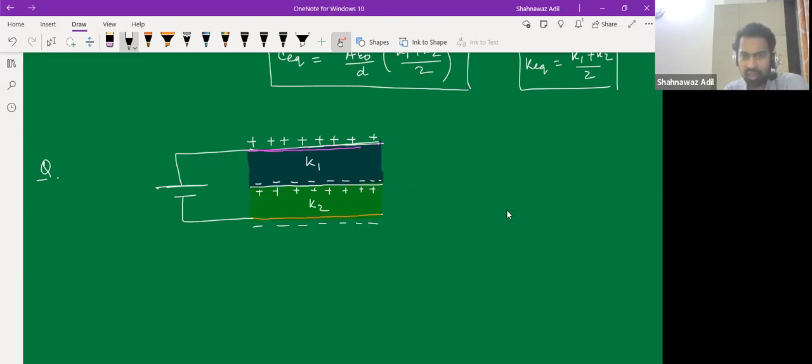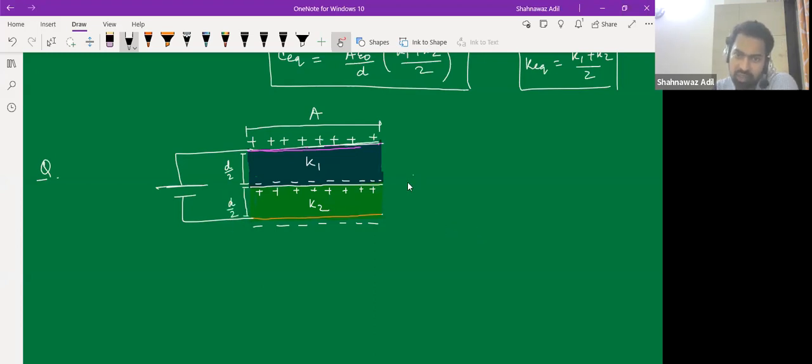Yes, sir. So now can you tell me what kind of combination this is? This is area A, this distance is d. Parallel? Parallel means all the positive ones are connected to the positive ones. You see, this is the positive one. This positive one is connected to this one? No, sir. So is this parallel or series? Series. Good. So this is series.